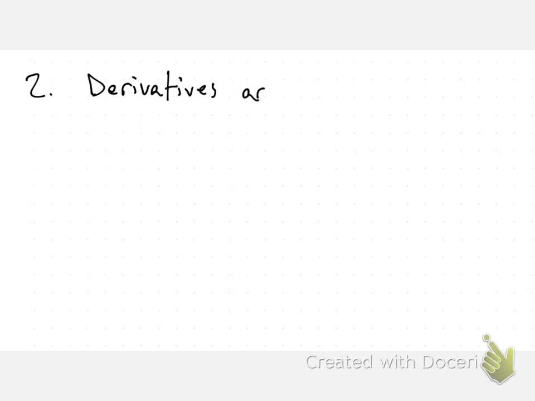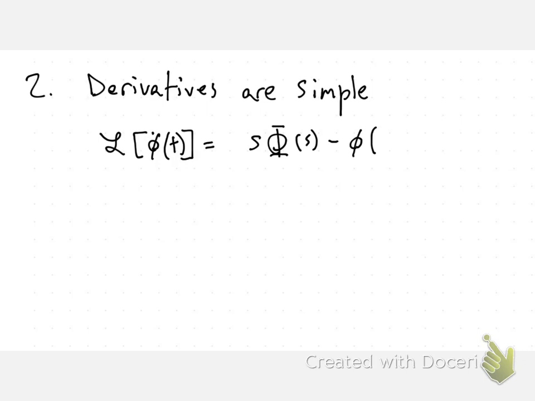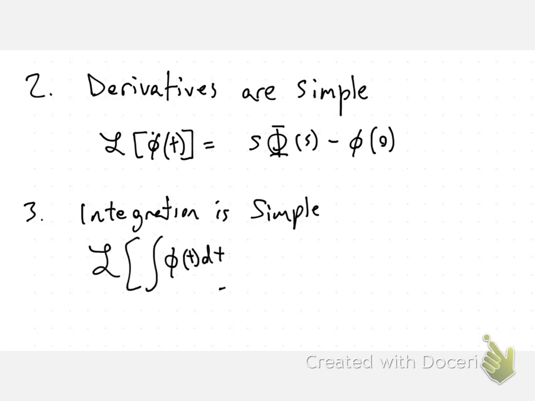The second thing that's nice about the Laplace domain is that derivatives are simple. If we take the Laplace transform of the derivative of phi, that's going to be s times phi in the Laplace domain minus our initial value of phi. We see similar things with integrals. If we take the Laplace transformation of the integral of phi, then that's just going to be phi of s divided by s. And whenever we have our mass spring damper, we saw that we had velocity and position, so we have to deal with multiple derivatives, and that they're equal to acceleration.